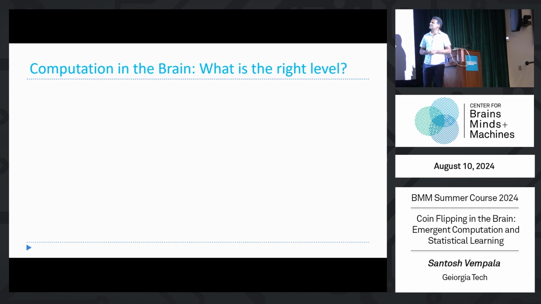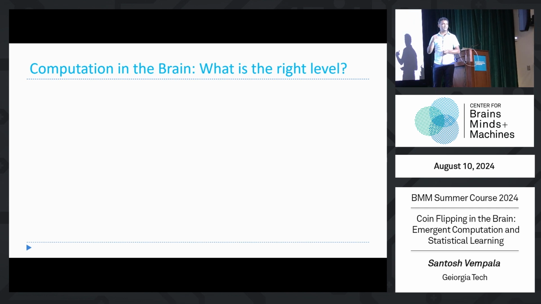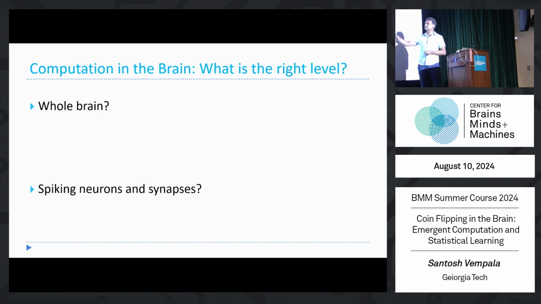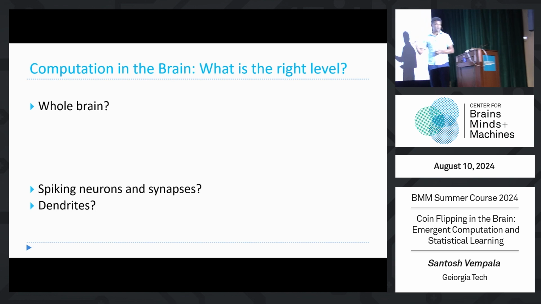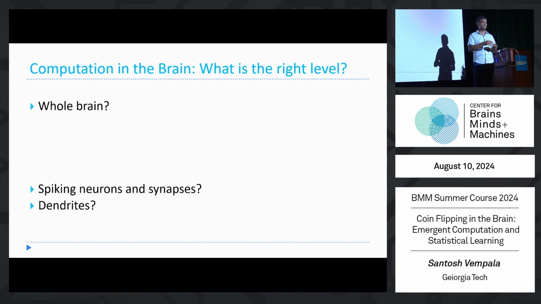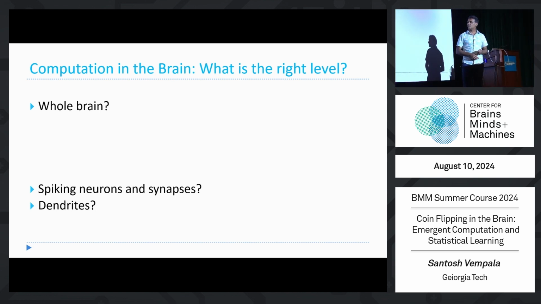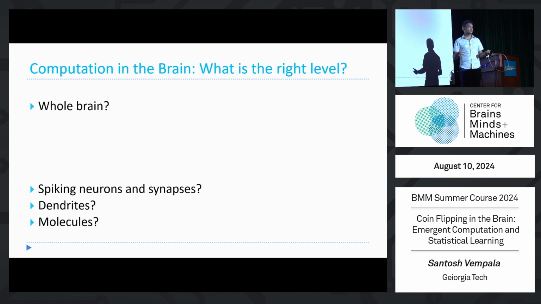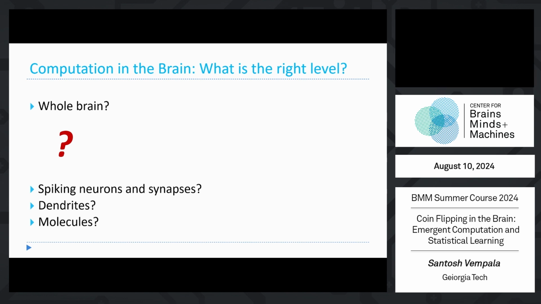The question that arises is, what's the level at which you want this model to be? The whole brain, spiking neurons and synapses that you can actually verify things about. Even lower, there's very interesting activity that goes on at dendrites. Even lower, of course, there's molecular change that could be responsible for certain computations. Where is the right level to base such a theory?